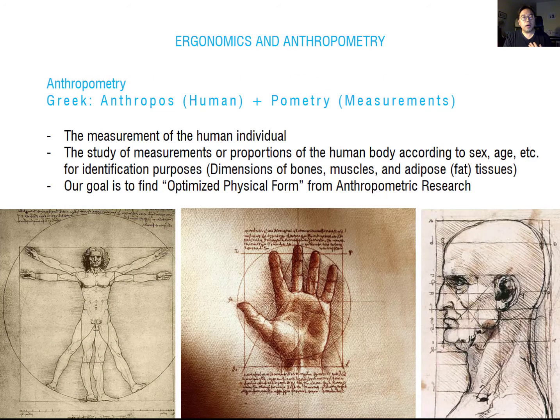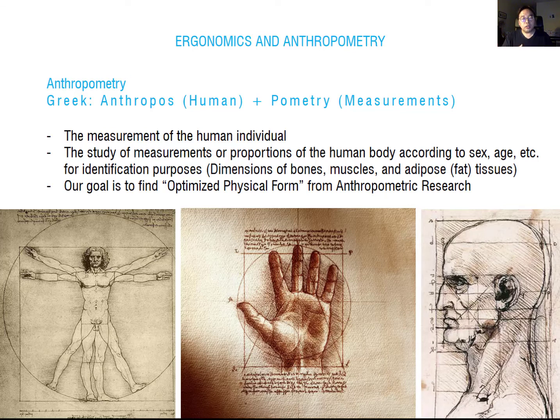Next we talk about ergonomics and anthropometry. Anthropometry is a Greek word: anthropos, which is human, and metry, which is measurement. So anthropometry means human measurement. It involves the systematic measurement of the physical properties of the human body. It is primarily a dimensional description of human size and shape.